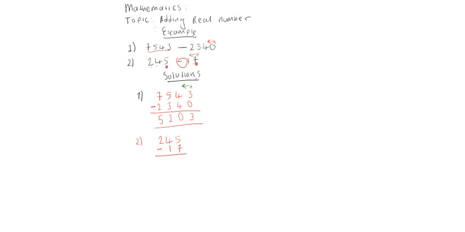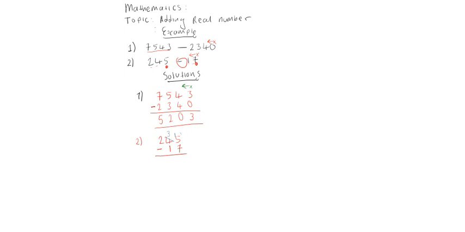Okay, so from 5, we can't remove a 7. So we check the next number after 5. We know that the next number after 5 is 4. So I'll try to borrow 1 from 4 here. If I remove a 1 from 4, I'll remain with a 3. Then that one, I'll add it to 5. Together, they become 15.